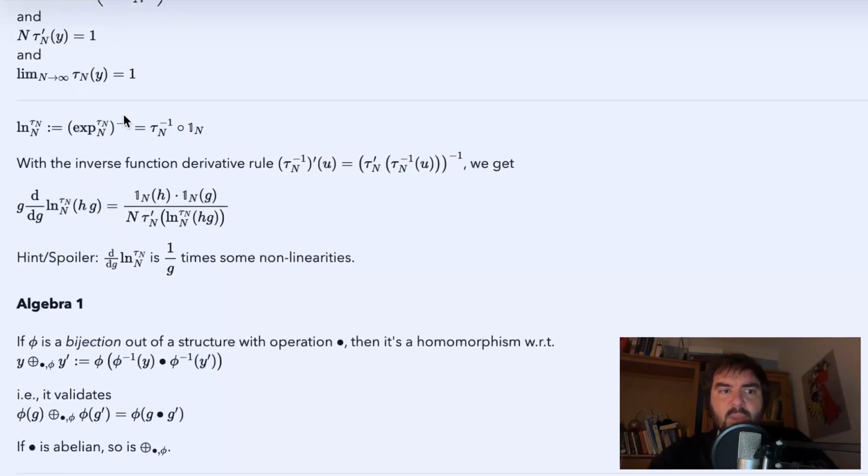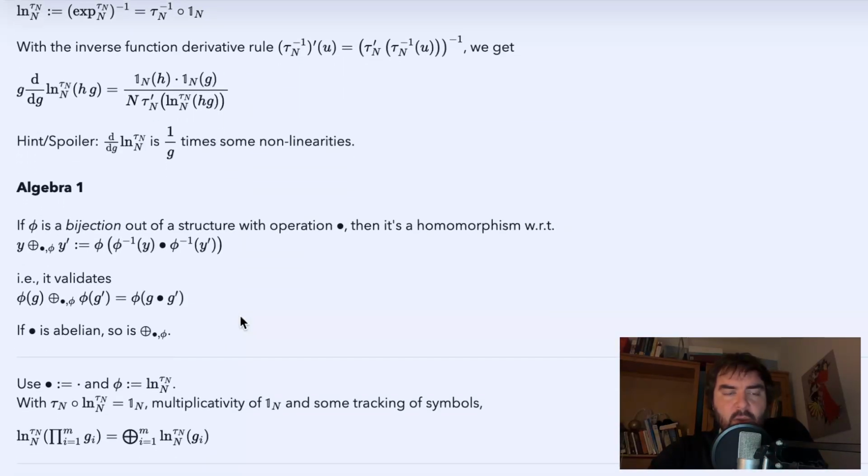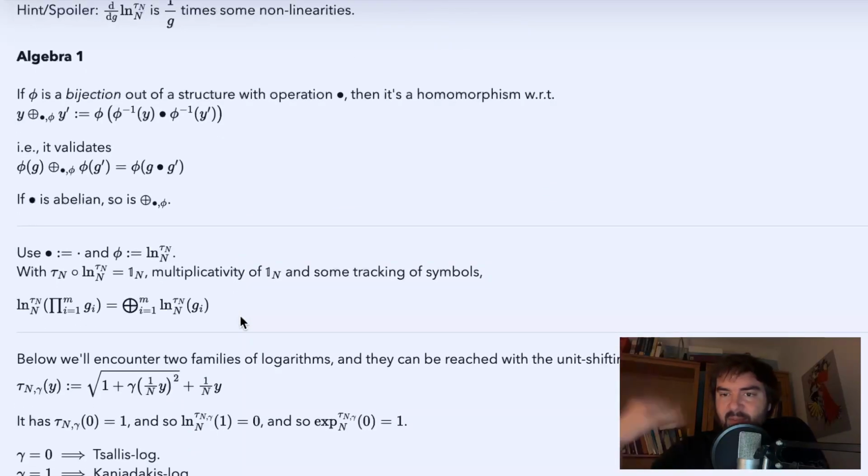Okay, and now we can also take the derivative of this thing. This pops out. Here it still looks complicated, but it will become simpler. Here you already see that the derivative of the logarithm is 1 over g times some expression, which in the standard logarithm case is just 1. Okay, so this was the very abstract build-up.